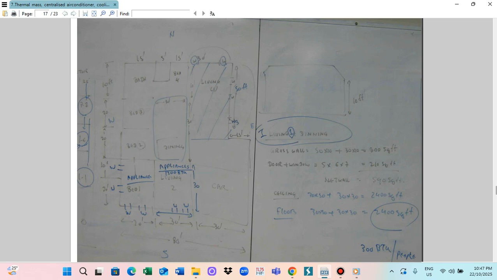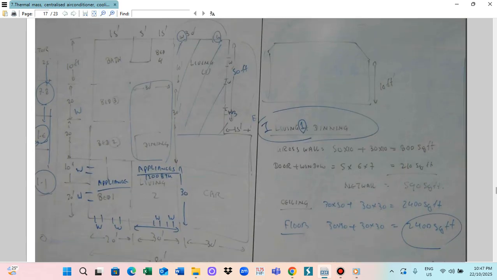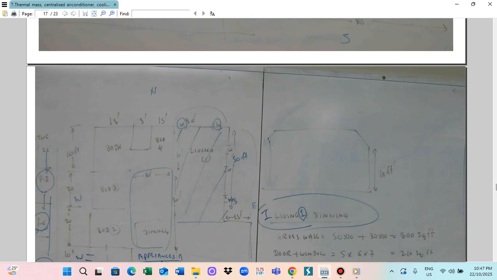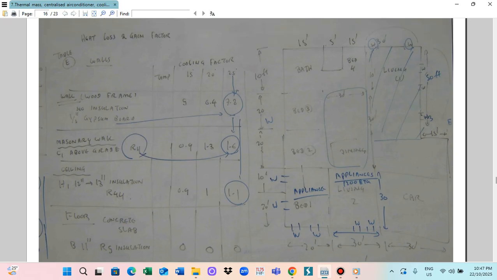In this case, I have also given the windows. W is a window. All W windows are 6 multiplied by 7 feet, which means width is 6 feet and height is 7 feet. And all the W1 windows are 3 multiplied by 3 feet. So those are the dimensions of the windows, and the window sizes are also given.